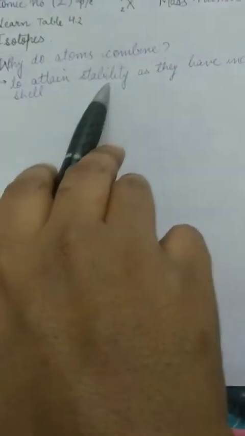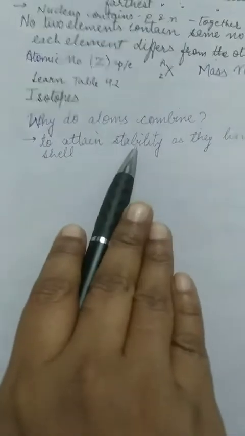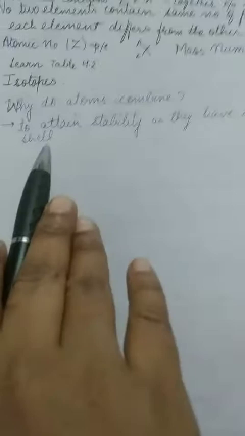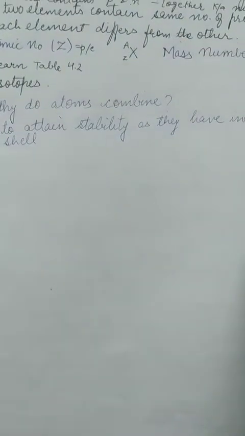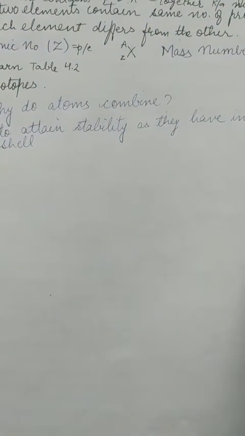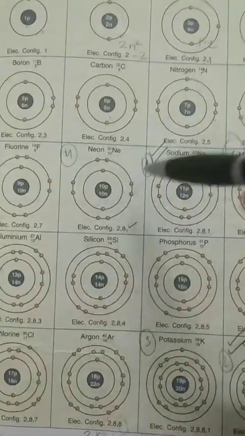Okay, so we can say that why do atoms combine? They combine to attain stability. Okay, just they want to be stable as noble gases, as they have incomplete valence shell. Valence shell is the outermost shell. Okay, so they want to attain chemical stability, and they want to complete their incomplete outermost shell.